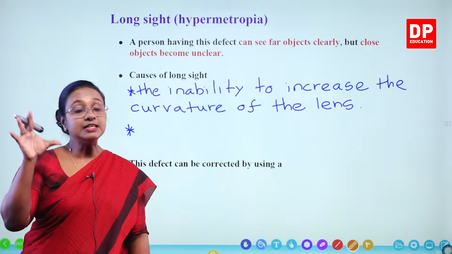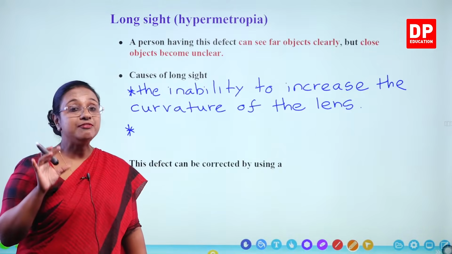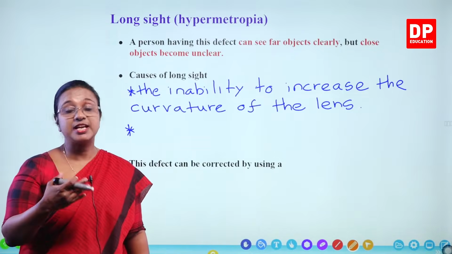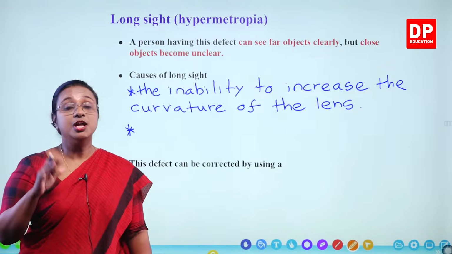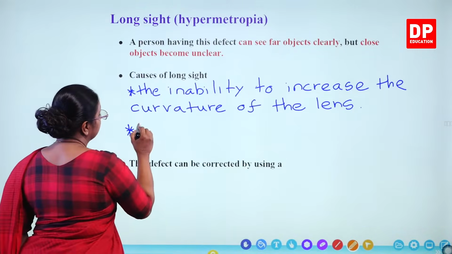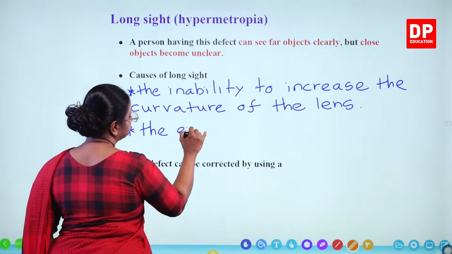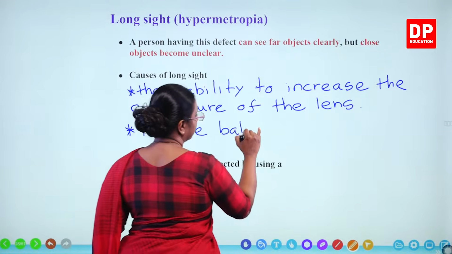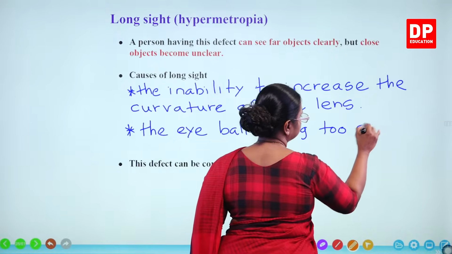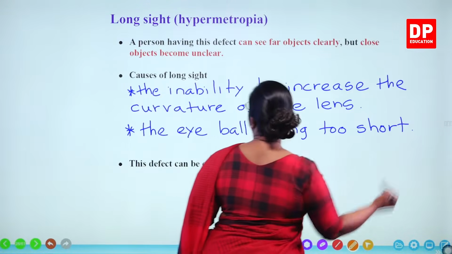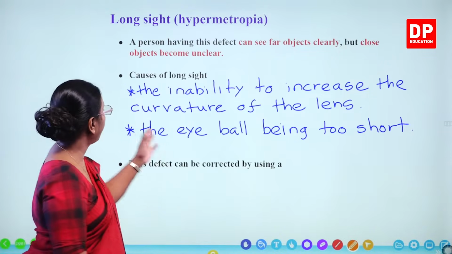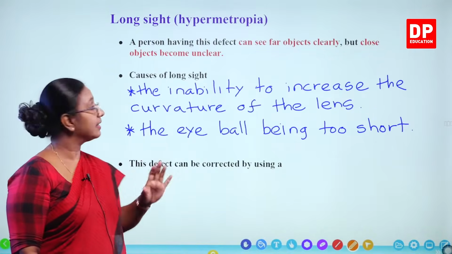Then we discuss the size of the eyeball. So if the eyeball is too short also, then the image of a close object will form behind the retina. Due to that also you can get long sight. So here the eyeball being too short. So, two reasons. The inability to increase the curvature of the lens or the eyeball being too short are the causes of long sight.